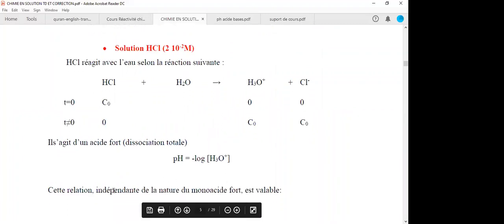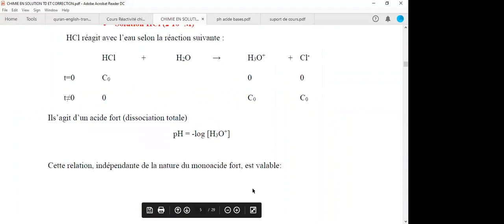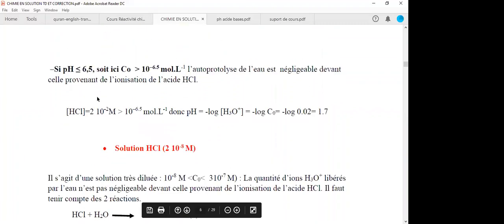This relation is independent of the nature of the monoacid. So we have the conditions. If it is a strong acid, its pH has to be less than or equal to 6.5. If you remember, we came up with the scale that if an acid is strong, its pH has to be less than or equal to 6.5. If you remember, try to visit the book. We were the ones formulating these conditions.